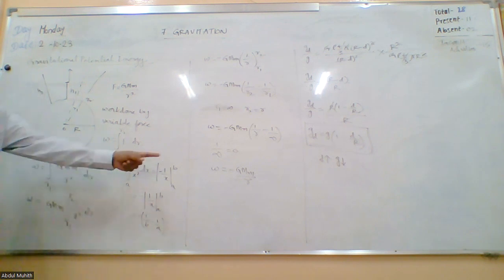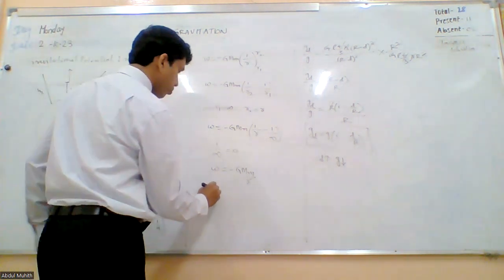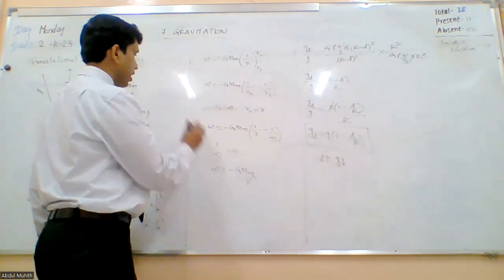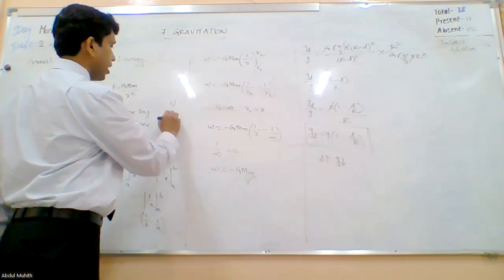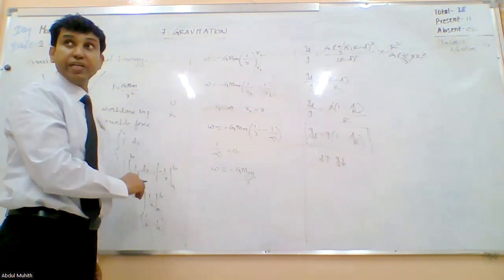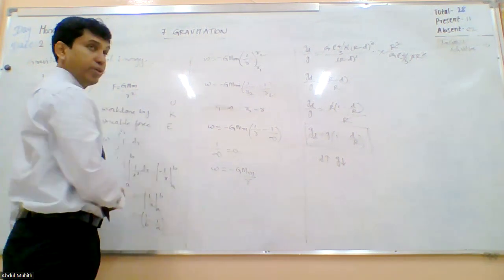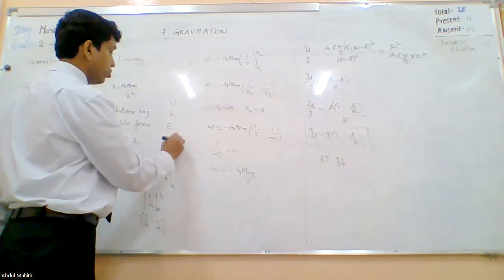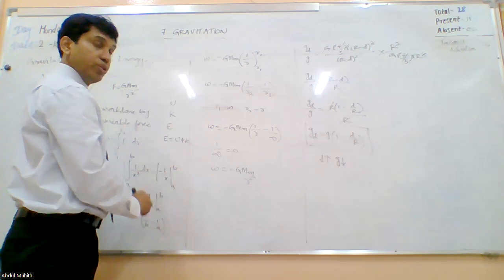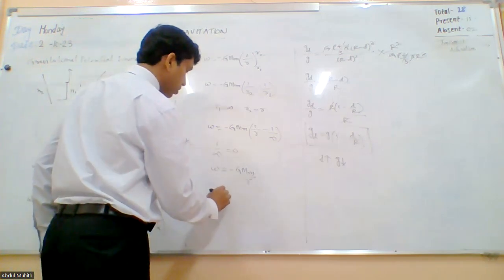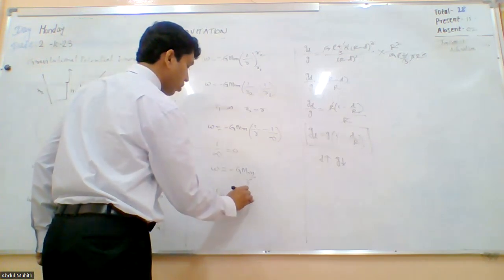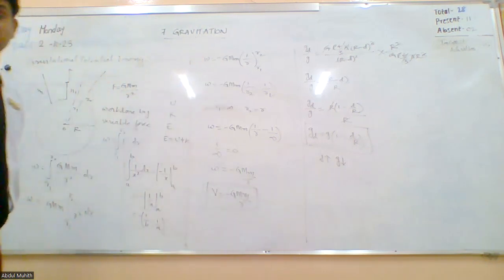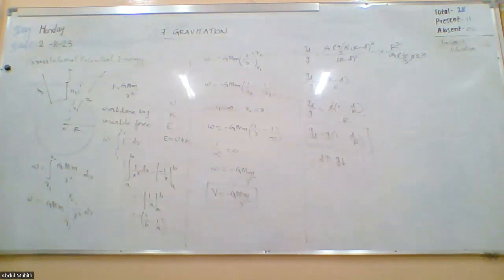So instead of writing W, I'm writing potential energy, which is generally denoted by V or U. See, U for potential energy, K for kinetic energy, E for total energy. So E is equal to U plus K. Understood now? So we got V equal to minus G capital M small m by R. Is it clear? So this is the formula for gravitational potential energy.